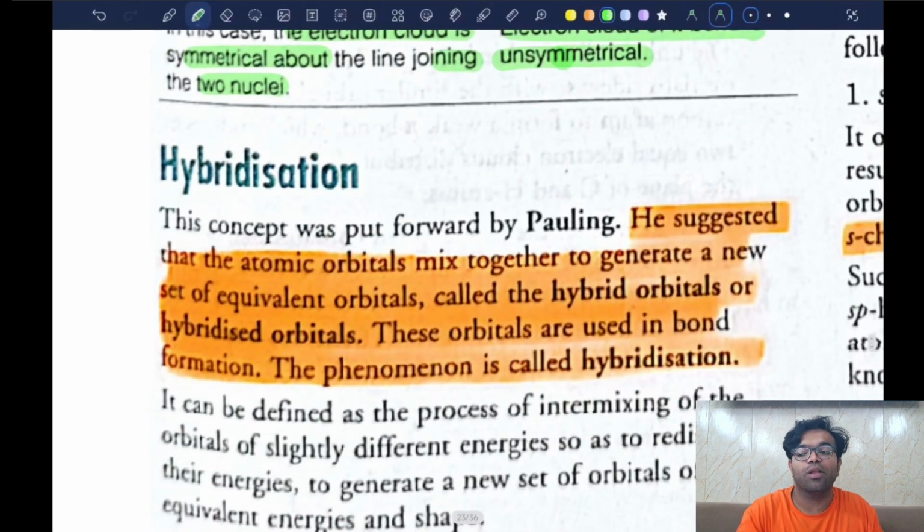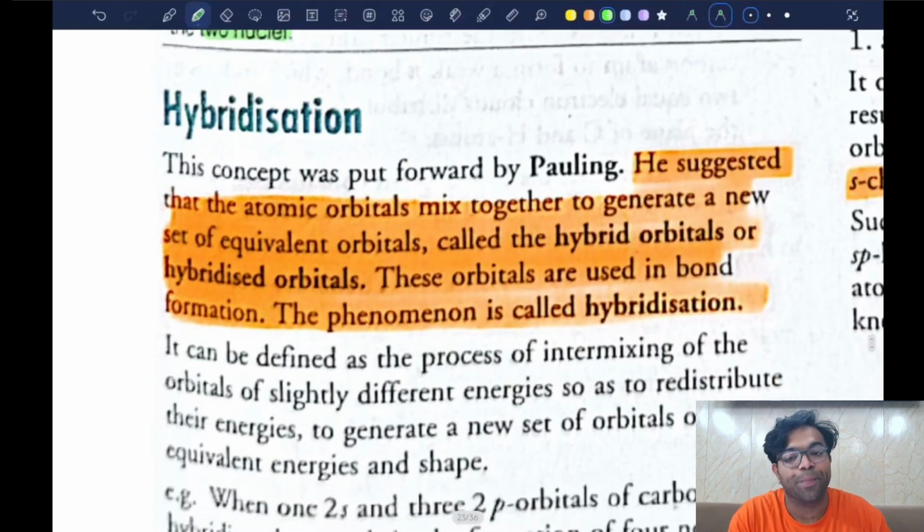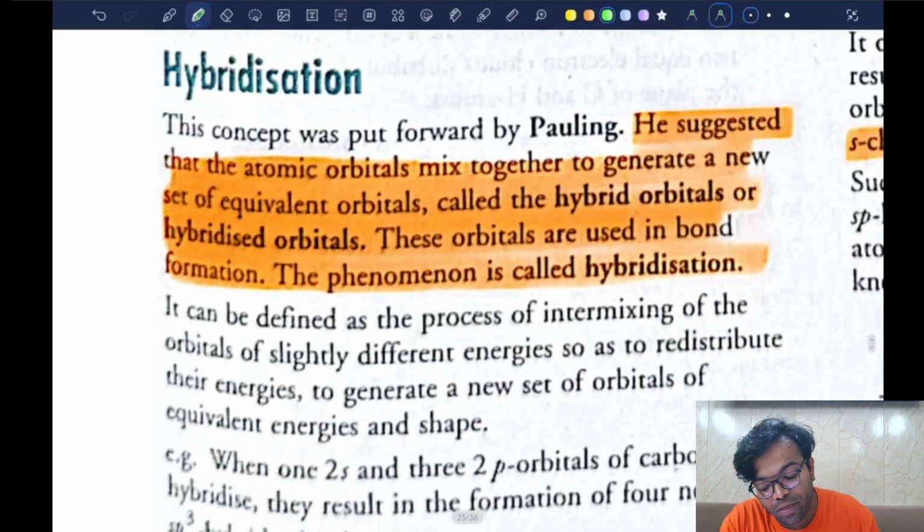Now we come to the most important topic that I've been waiting for: hybridization. When two different atomic orbitals join together to form a new type of orbital altogether, it is known as hybridization. This concept was put forward by Pauling. He suggested that atomic orbitals mix together to generate a new set of equivalent orbitals called hybrid orbitals.